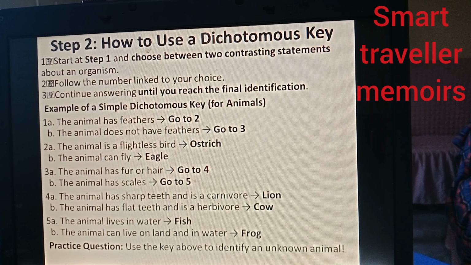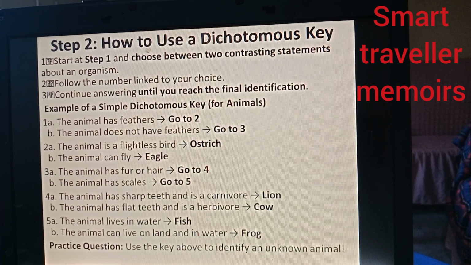Example of dichotomous key for animals. Remember, we said there are two alternatives. Step 1A and 1B. 1A, the animal has feathers, you are told to go to 2. 1B, the animal does not have feathers. So those are two alternatives. You can go to 3.